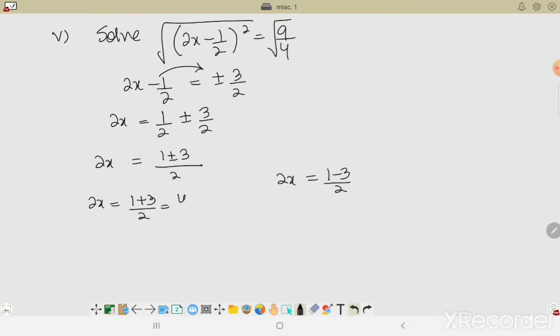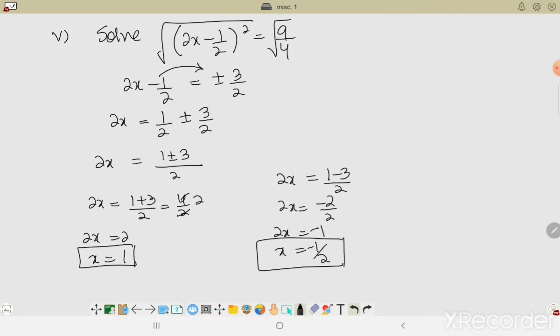And here we'll get 4 by 2, which is actually 2. So 2x equals 2 means x equals 1. So this is one answer, and the other answer is minus 2 by 2, which gives x equals minus 1. So these are the two answers.